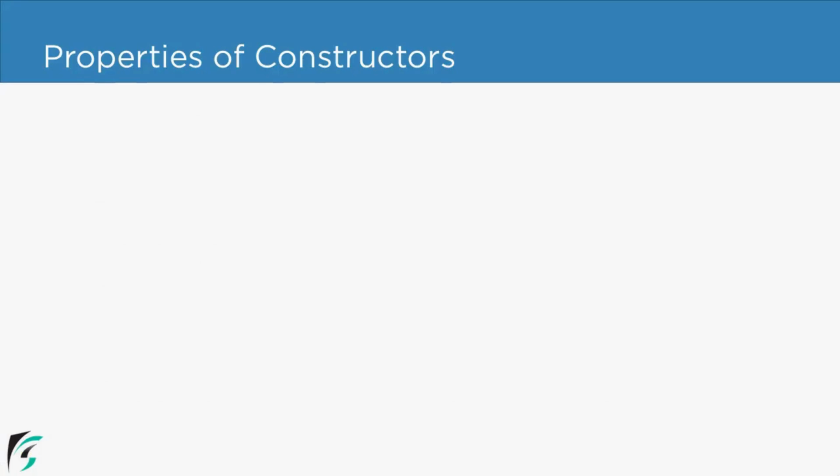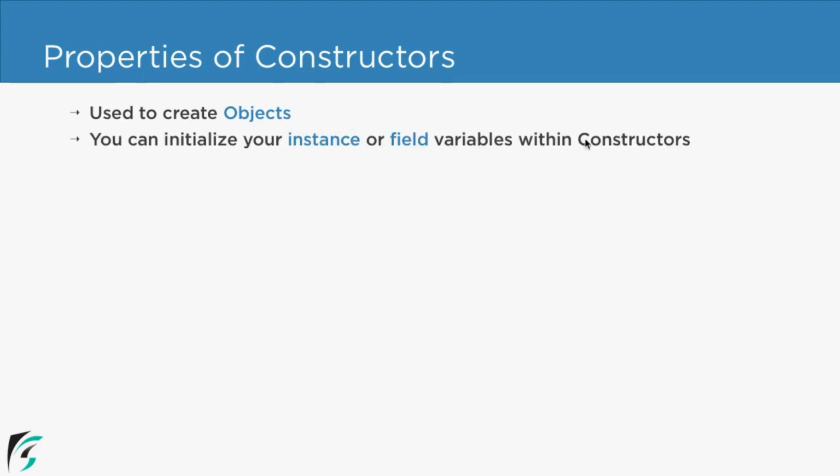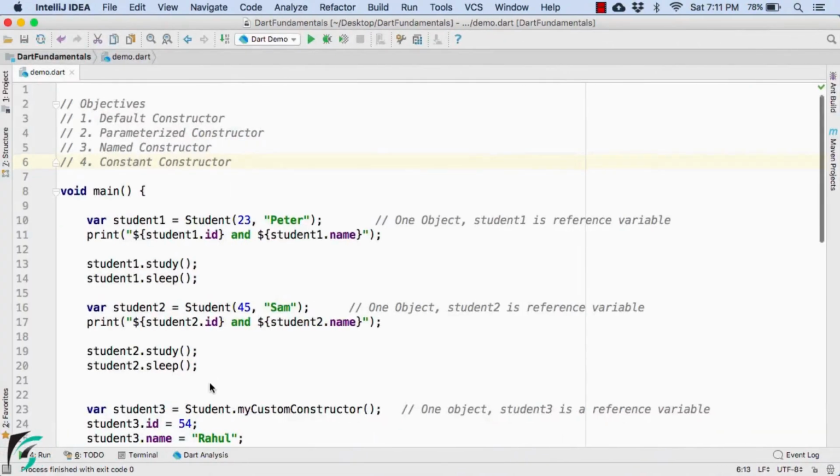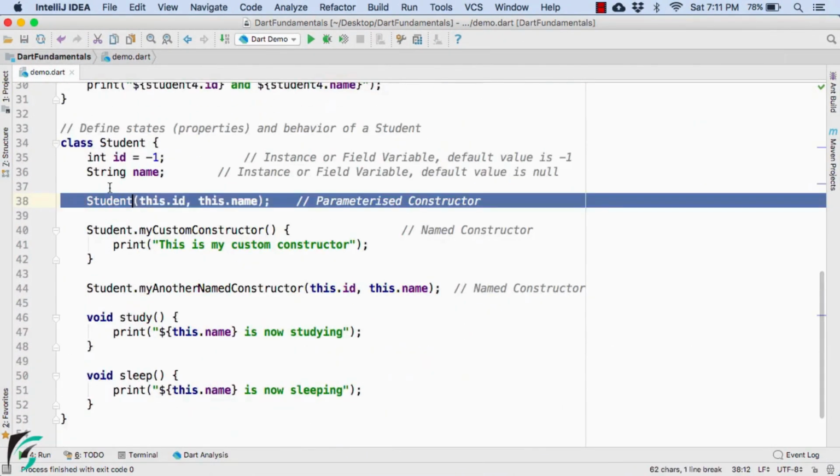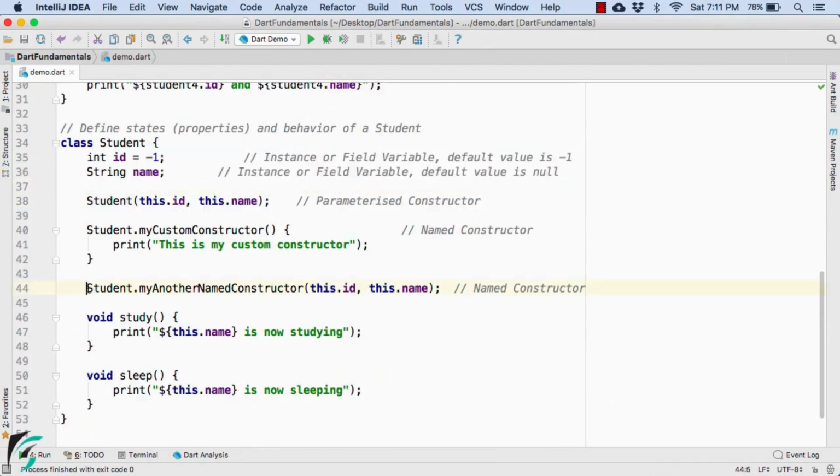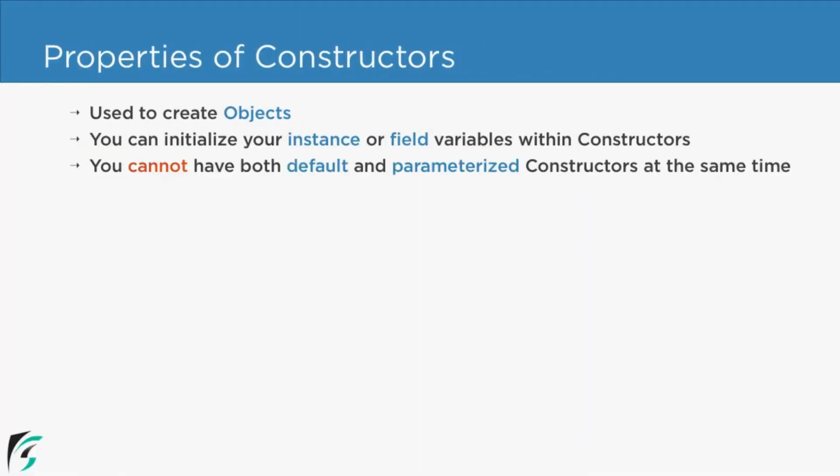So let us summarize the properties of the constructor. Constructors are used to create objects, and within the constructor you can initialize your instance or field variables. Like we did here, we used a constructor to initialize the instance variables id and name, here as well and here as well. Perfect. And then you cannot have both default and parameterized constructors within the same class at the same time. It is not possible and not allowed. Moving on, you can have as many named constructors as you want. So you can have multiple named constructors within the same class.